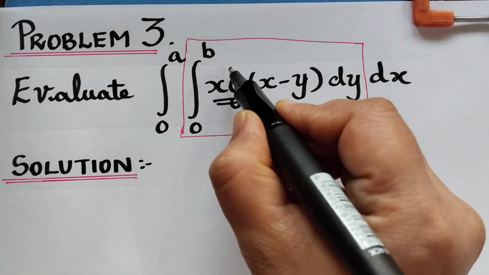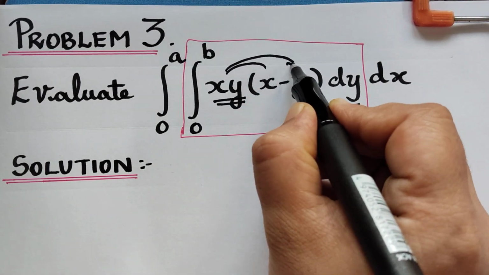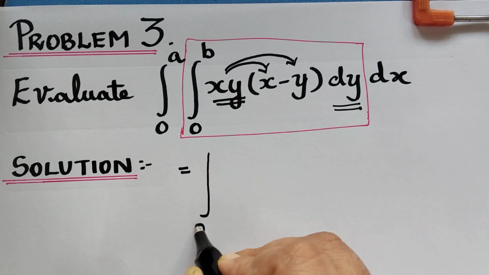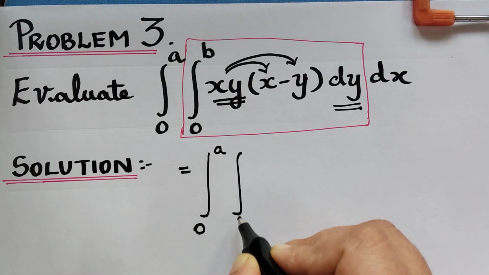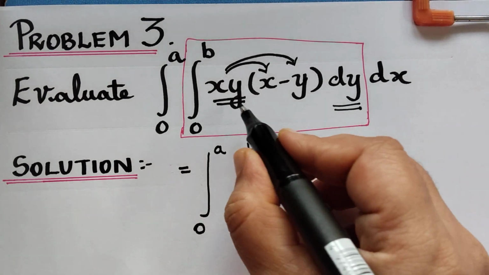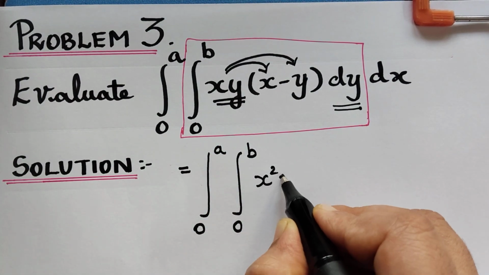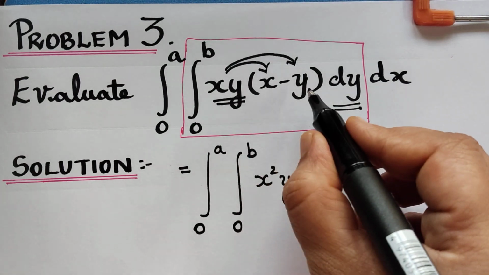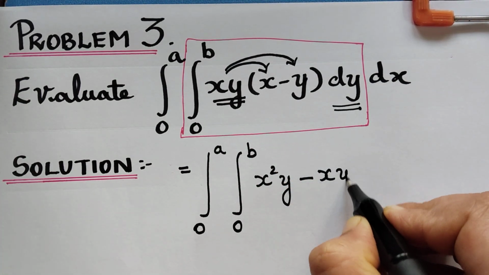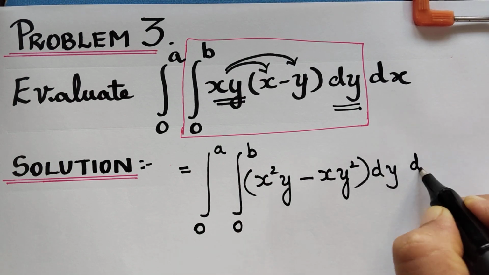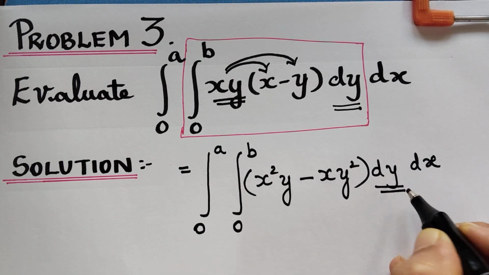That is, we will multiply this xy to the terms inside the bracket. So what we will be getting is the outer integral 0 to a and then the inner integral 0 to b, and we have to multiply this. So when xy is multiplied with x, we get x squared y, minus xy multiplied with y gives us xy squared, and then dy dx. So now we shall integrate with respect to y first.